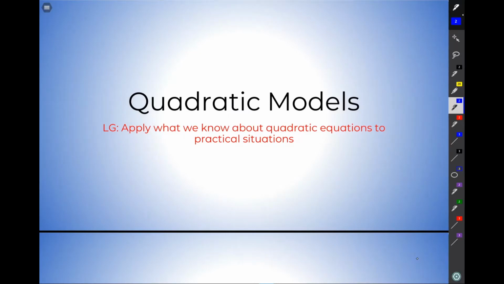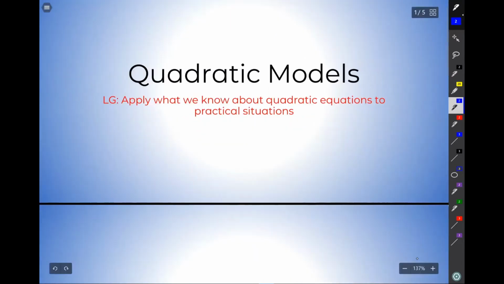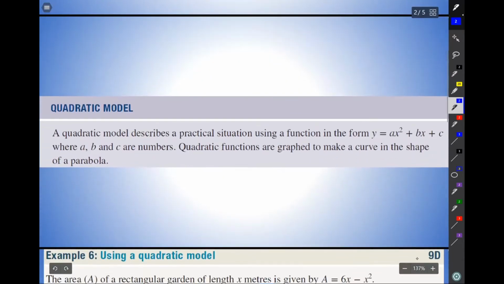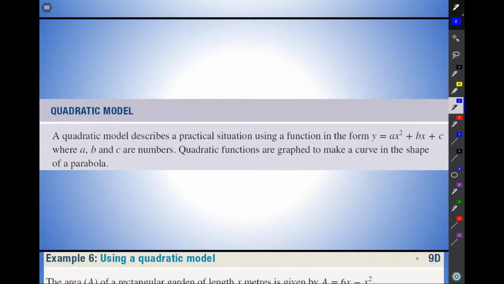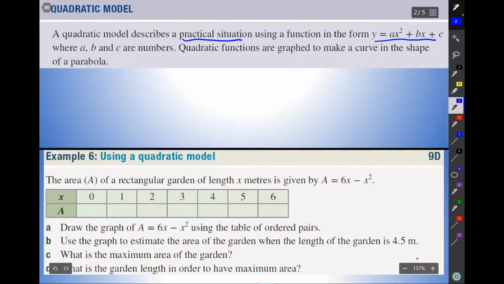Now we're going to take what we learned about quadratic functions, quadratic formulas, and apply them to real world situations. So this is basically what we're going to do. We're going to take practical situations that can be modeled using this function, this equation, and we're going to answer some questions about them.